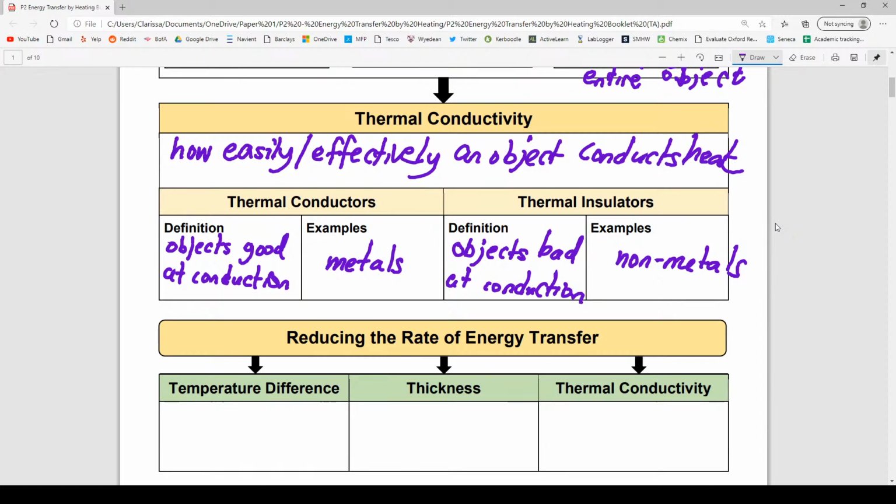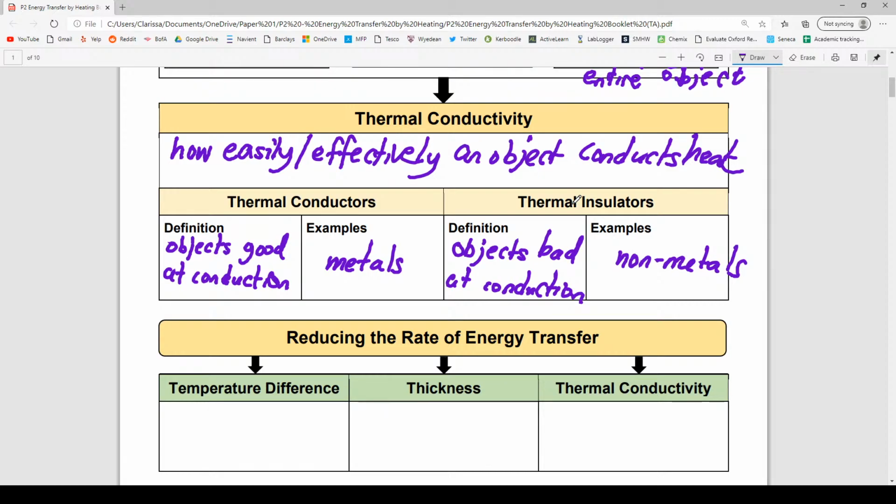And what we've come up with is basically being able to work out ways we can reduce energy transfers. So like if you think about the insulation between your walls, it's that yellow fluffy stuff. Some of you guys might have seen it before. We use that to reduce heat transfer. So there are three main things that contribute to how fast we lose heat.